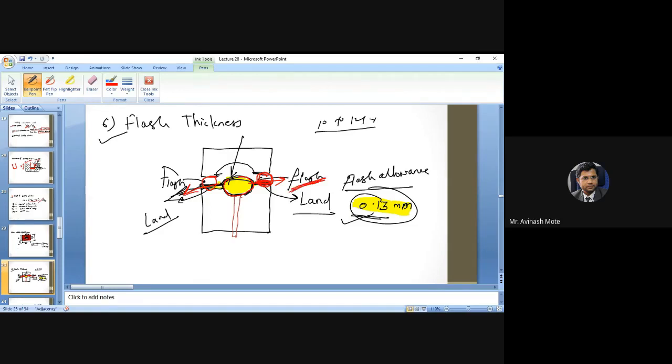You can remove it, as it is not going to be a part of the final component. You can remove it in the finishing operation. Generally there is no such calculation for the flash. Just take it that flash allowance equals 0.13 millimeter.